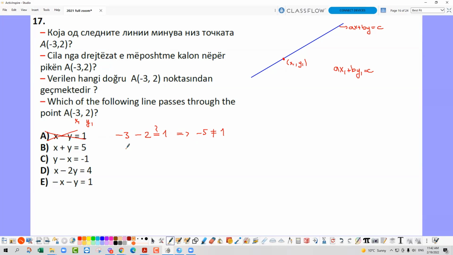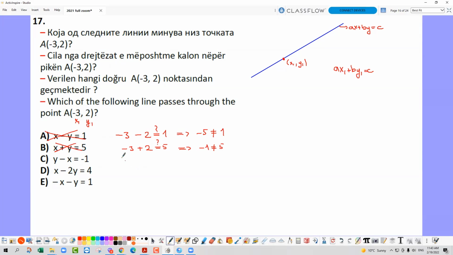The second one is minus 3 plus 2, is it equal to 5? And you see that minus 3 plus 2 is equal to minus 1, which is not equal to 5 also. So this line is also not satisfying our point.